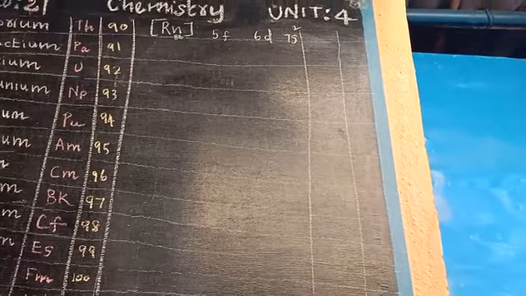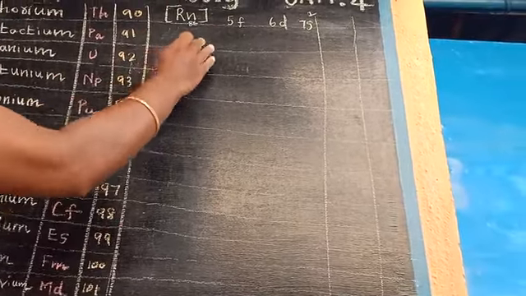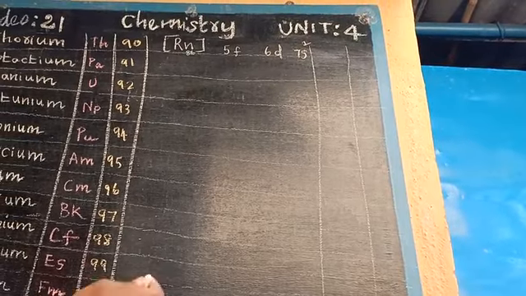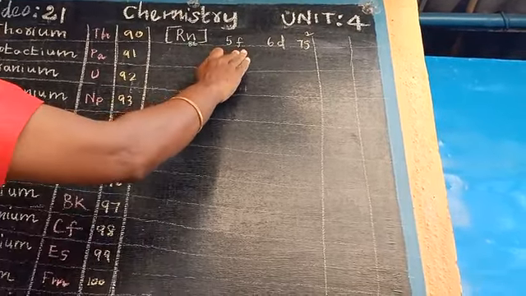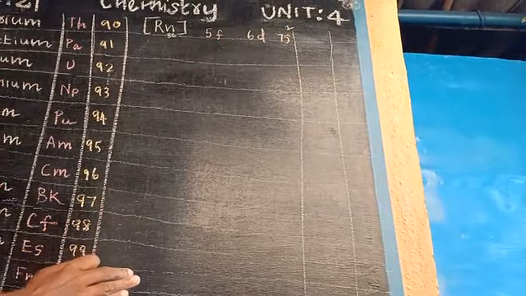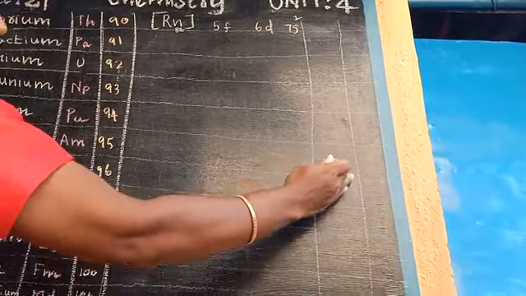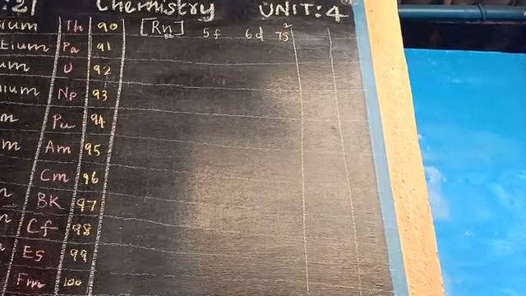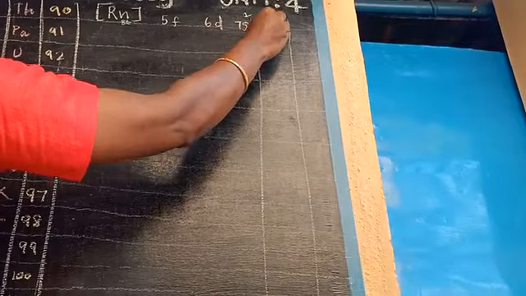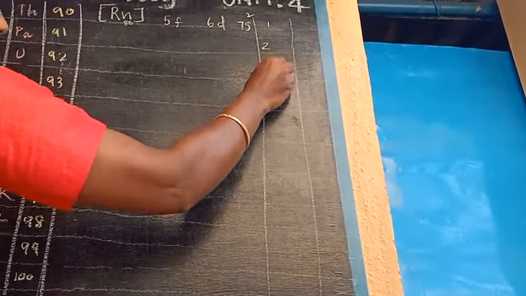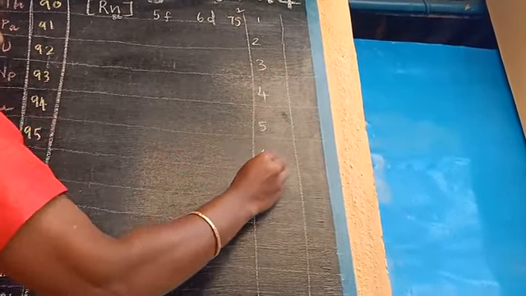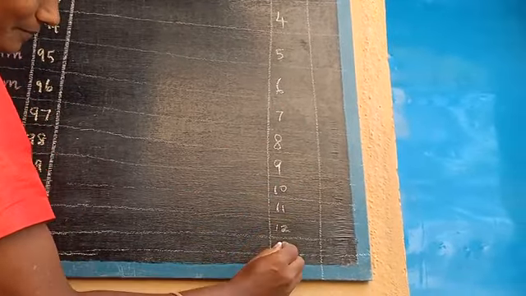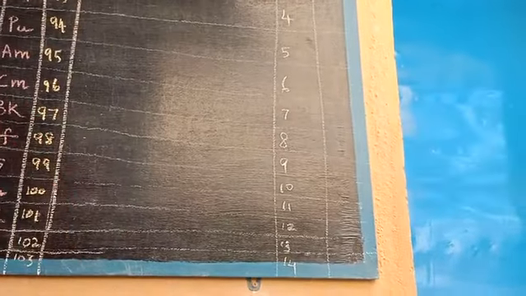Same way, first I write Rn, 5f, 6d and this 7s. Next I give the trick to fill 5f as well as 6d. I use this as a rough work. Here there are totally 14 elements, so write the numbers starting from 1, 2, 3, 4, 5, 6, 7, 8, 9, 10, 11, 12, 13 and 14.